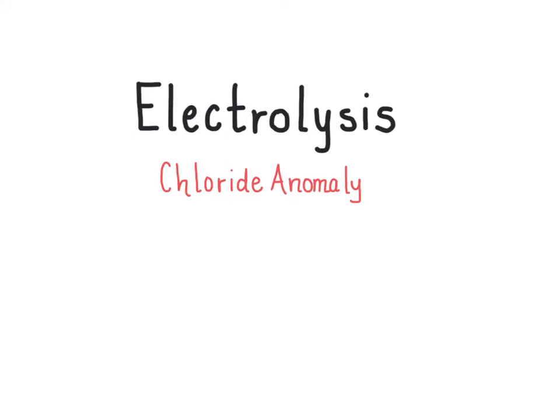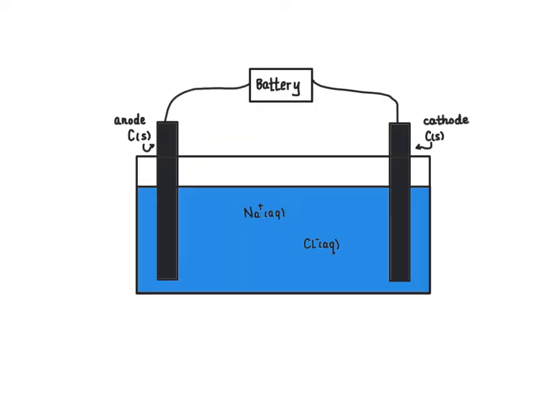In this video, we're going to look at an exception to the 5-step method in an electrolytic cell, specifically involving the electrolysis of brine and the chloride anomaly. If we envision an electrolytic cell in which we have a battery connected to two carbon electrodes, on the left we have our anode, and on the right we have our cathode.